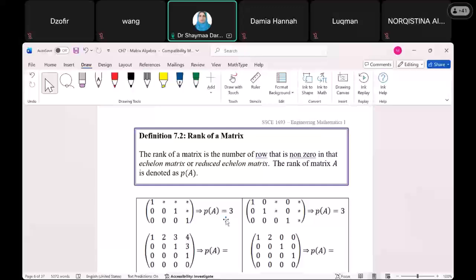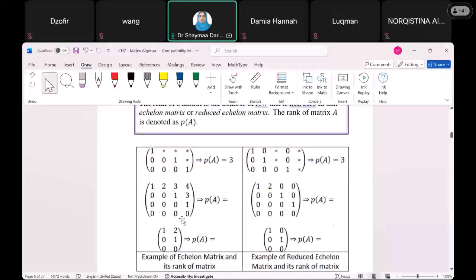The rank is how many leading one you have. For example, here, I have 3 leading one, means that the rank is 3 because leading one here, leading one here, leading one here. This matrix here, the rank also 3 because I have 3 leading one. So count the leading one, you can find the rank. Okay, this matrix, how many leading one you have? What is the rank for this one?